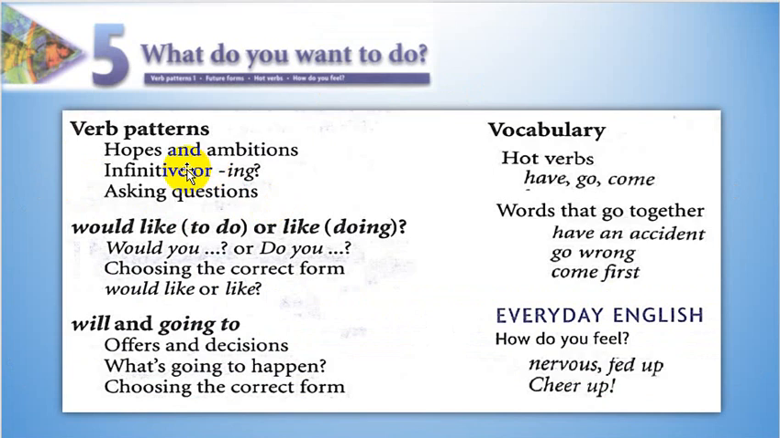Verb Patterns. As you know, we already took the simple sentence where there is one verb in a sentence. Now we will talk about other types of sentences where there is more than one verb, and the use of the forms would like or would love, or like or love only, and the future forms using will and going to. And in vocabulary we will talk about hot verbs. These are the common verbs in the English language. And in everyday English we will talk about how do you feel and how to respond to this question.